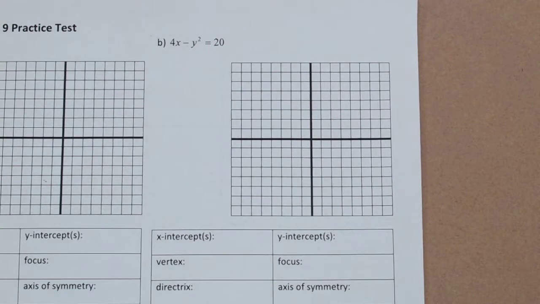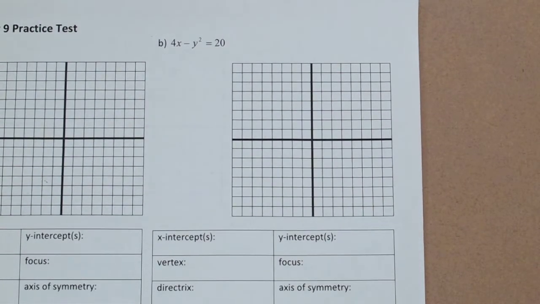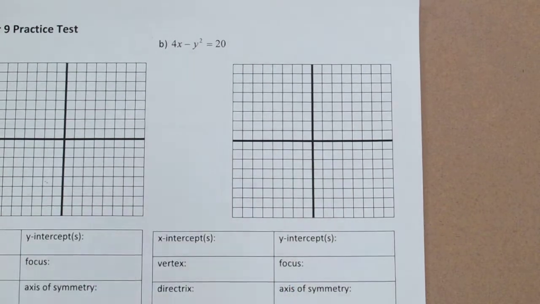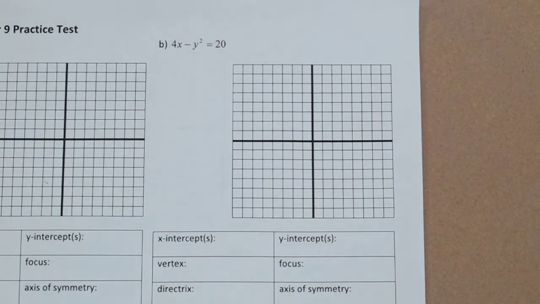When graphing this parabola, the first thing I notice is that the variable being squared is y. So I know this parabola opens to the left or the right. The second thing I notice is that this parabola is not centered at the origin.